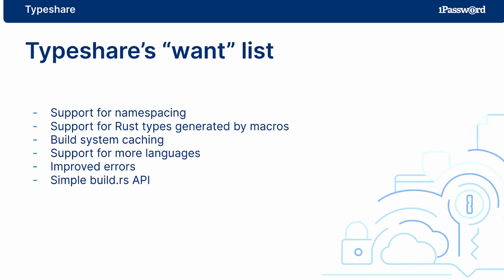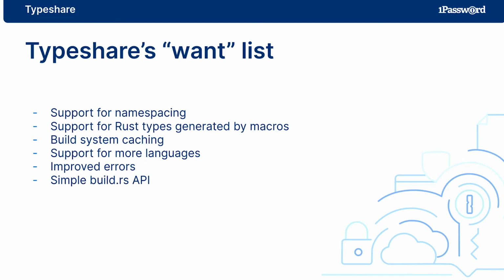Typeshare wants a few things. So we would love to see support for namespacing. Right now, we parse all the Rust types, and we just dump them all into a single file. And that's really great. It's simple, it's straightforward, but it results in a really big file, which isn't great for editor performance. And it also means that if you have two types that have the same name, even if they're in very different places in the Rust code, they're going to conflict in the output. And so we'd really love to see support for namespacing and generating a nice file structure that mirrors what the structure is in Rust.